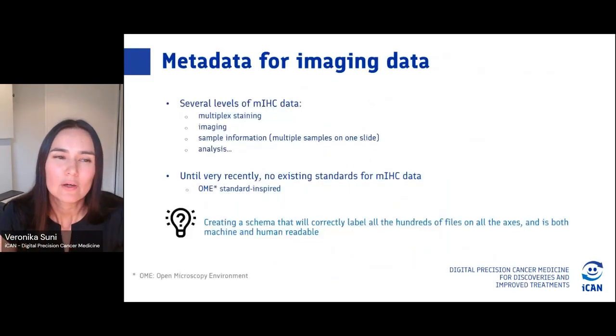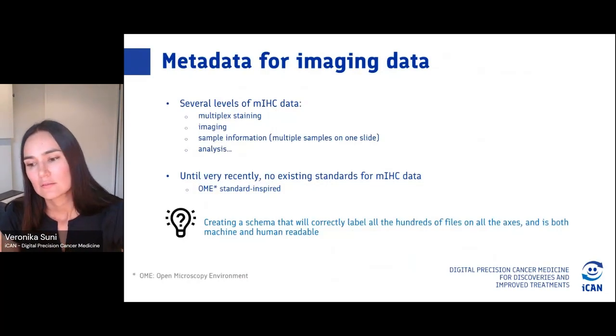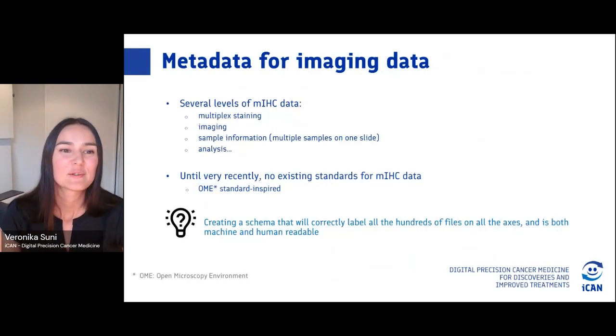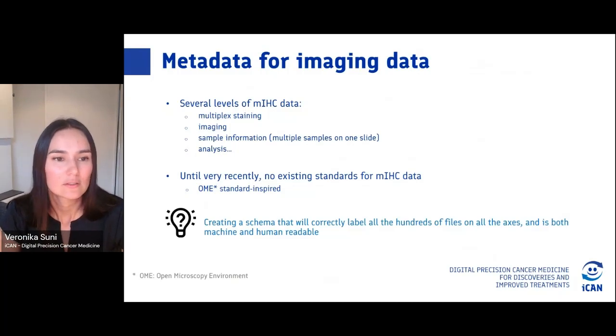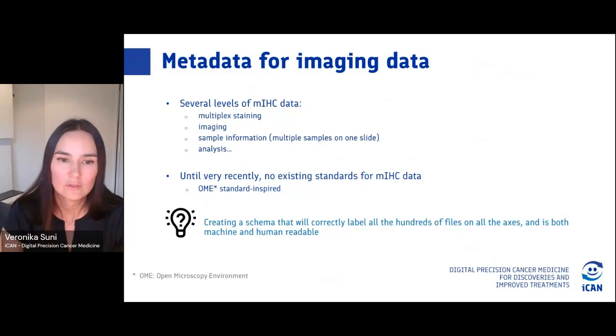So in the end, about the imaging metadata, remember we had this general and deep profiling. Part of the general profiling was multiplex immunohistochemistry imaging that exists on several levels. So the metadata we need to collect would be multiplex staining, imaging, sample information with multiple samples on each slide, as well as the analysis.